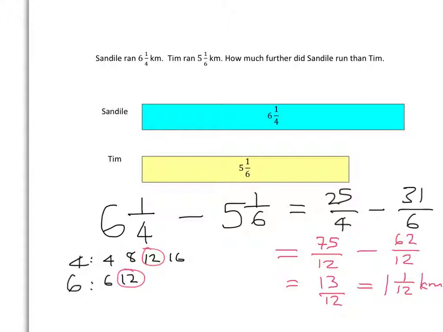Now we just need to quickly check that we are making sense with our answer. So does it make sense? This is about just a bit more than 6 kilometers. This is just a little bit more than 5 kilometers. And we want to know how much further. We were expecting an answer of round about 1 kilometer. So yes, this is a sensible answer to the question.